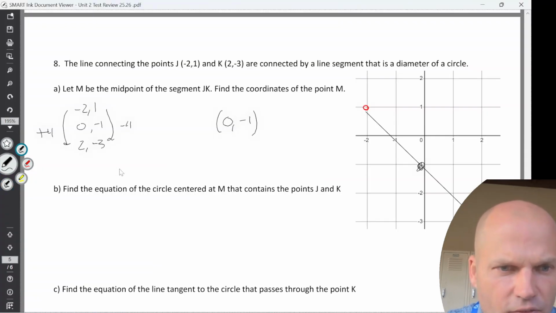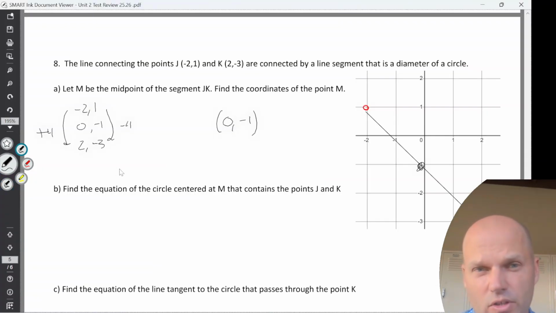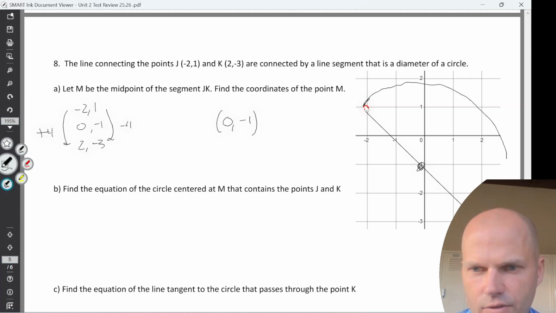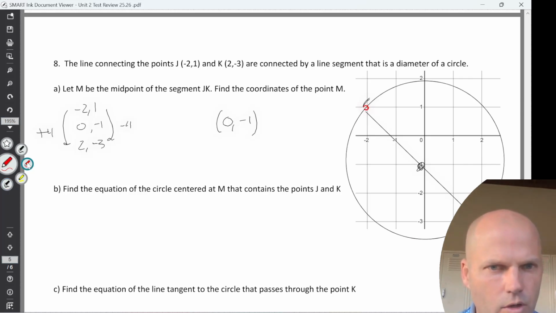Great. Find the equation of the circle M that contains the points J and K. So we want the circle that is going to be centered at M that contains the points J and K. I can't believe it didn't snap into a circle. Great. Well, I got to find the radius. Okay. Well, I'm going to say the radius is from the middle to one of these outer points.